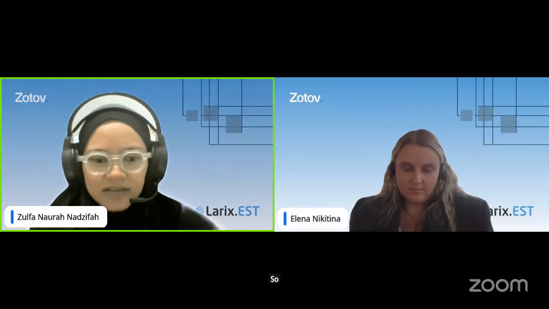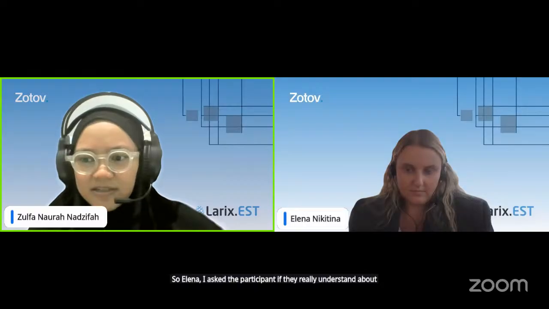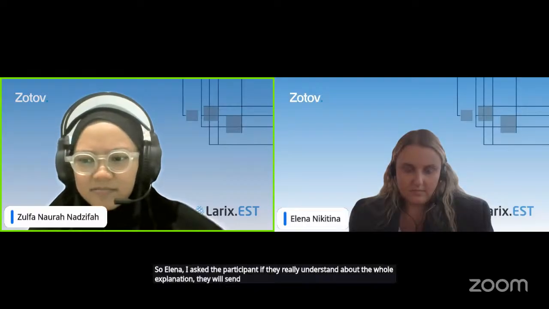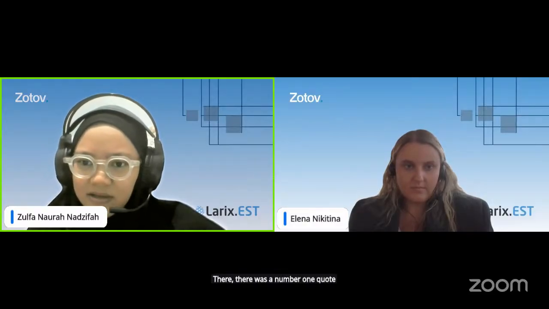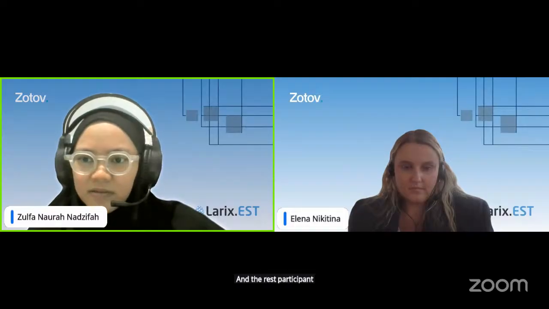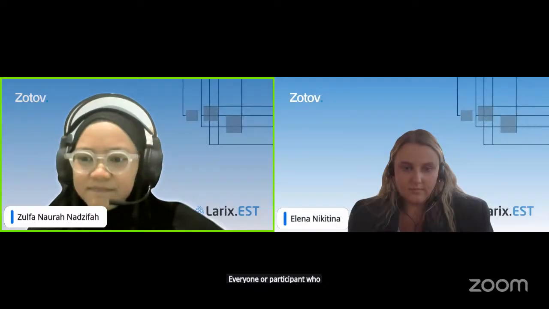So Elena, I asked the participants if they really understand the whole explanation. They will send number 1 code, and the rest of the participants who sent number 2 on the room chat are participants who 50% understand your explanation in this session.